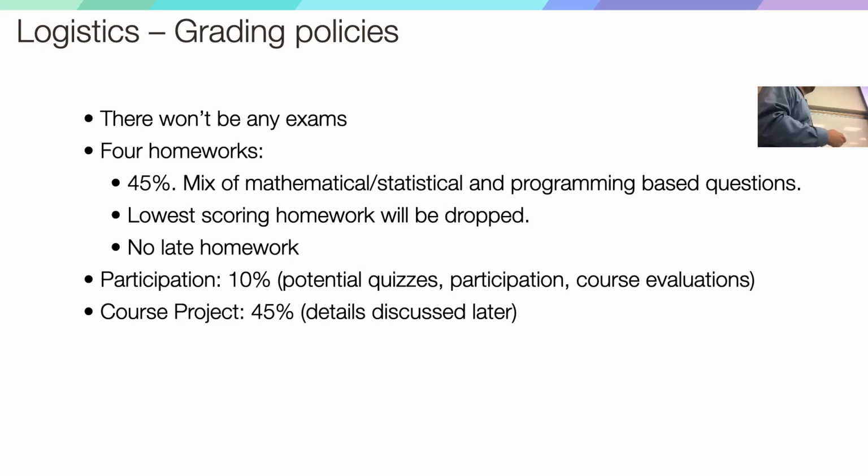There's also 10% participation credit. Importantly, the course evaluations are part of that, so don't forget to do them. There might also be other things, not completely figured out yet, such as potential quizzes, other forms of participation, and how active you are on Canvas. Finally, the course project itself is another 45% of your credit, and we'll have a separate discussion about how that works.